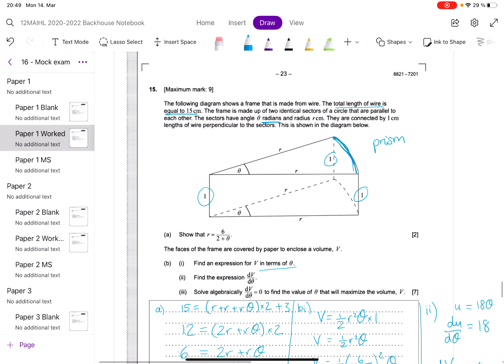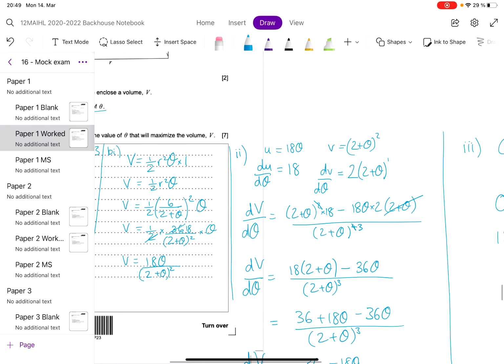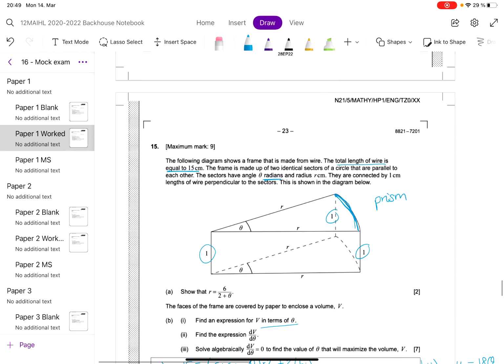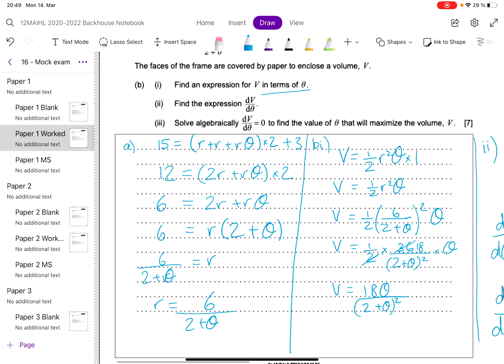Tough question. It's towards the end of the test, so you can kind of expect some tough ones now. I think part A was tricky, but it was a show that, so you could still move on with B. But yeah, differentiating that was quite a lot of work. All right, but that's why we revised that calculus, isn't it, for a question like this?